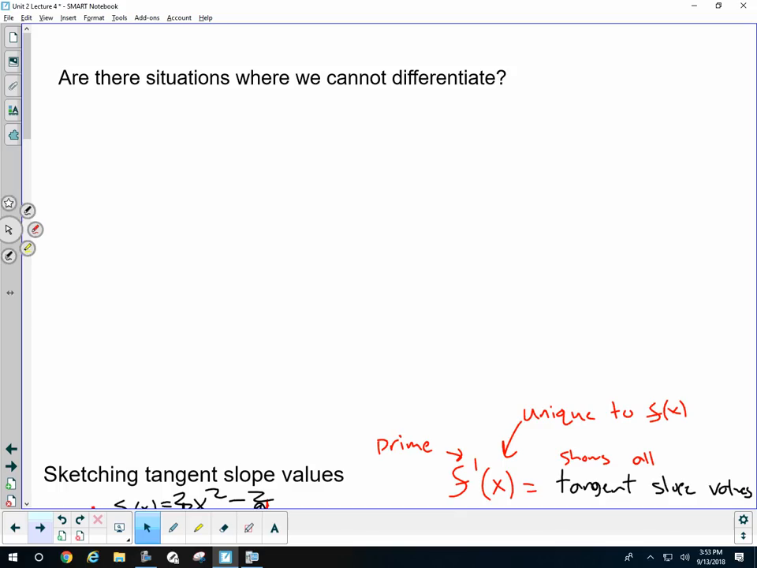Anyways, last thing. Are there situations where we cannot differentiate? What does differentiate mean anyways? Just means we don't have a tangent slope. A derivative is a tangent slope. It's an instantaneous rate of change. If you say differentiate, it means find a tangent slope. So are there situations where we cannot find a tangent slope? Discuss with your neighbors what you think might be some situations where tangent slopes don't exist.